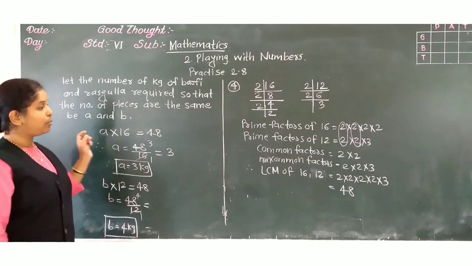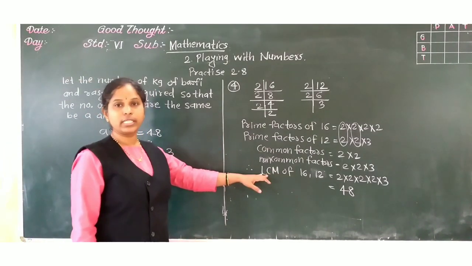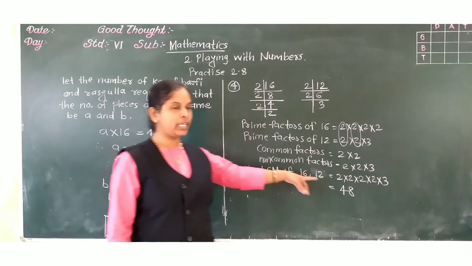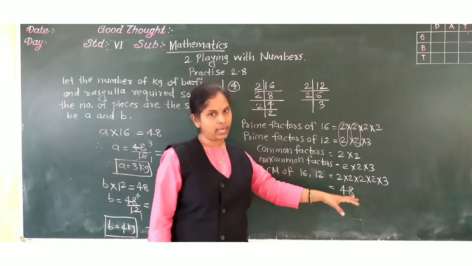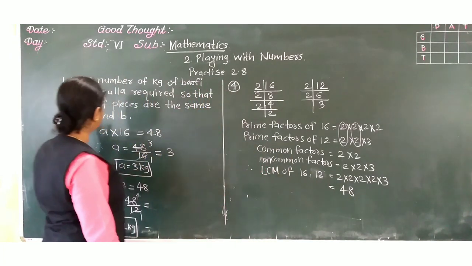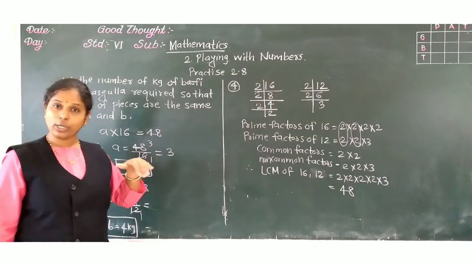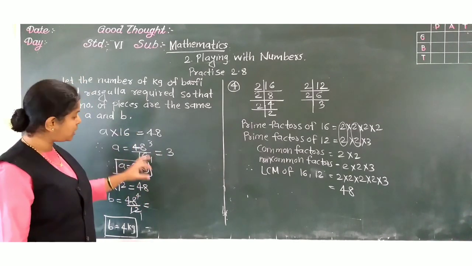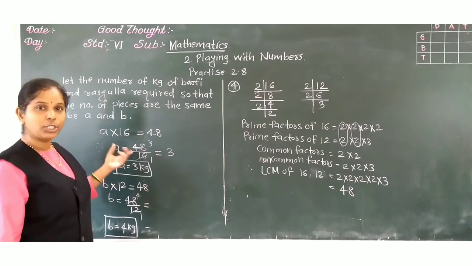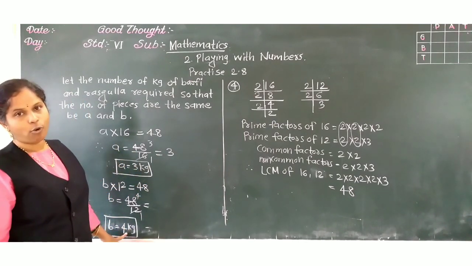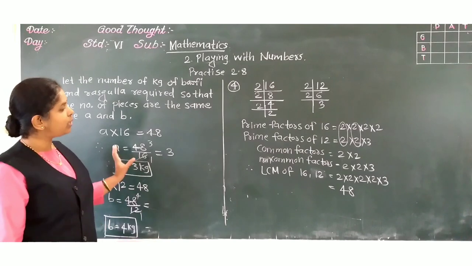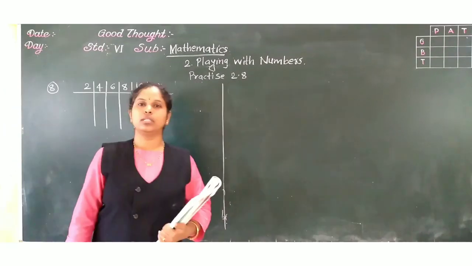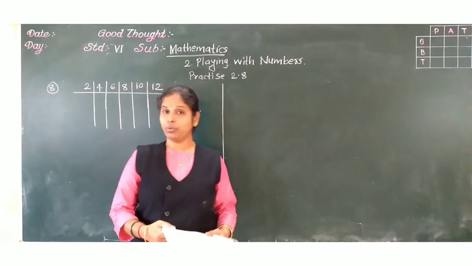Okay, what is the least number of pieces we should purchase? 48 pieces, both rasgulla and burfi. And to make those 48 pieces, how many kg of burfi do we have to purchase? 3 kg. And how many kg of rasgullas do we have to purchase? 4 kg. Followed? The final answer you will have to write in the notebook. Okay. Now I will directly solve problem 8.1.